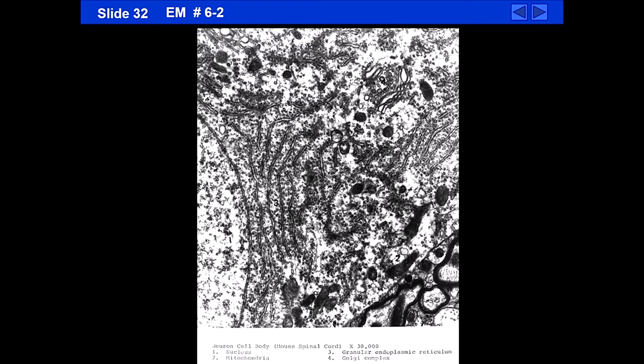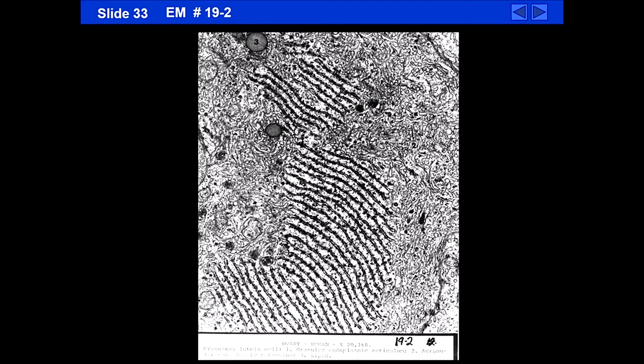Okay. So more rough endoplasmic reticulum, very prominent. Okay, you can see how this rough endoplasmic reticulum is shiny, and adjacent to it, this would be smooth ER. Okay, you can see there's no ribosomes there. So a very clear distinction between both rough and smooth adjacent to each other. Questions?